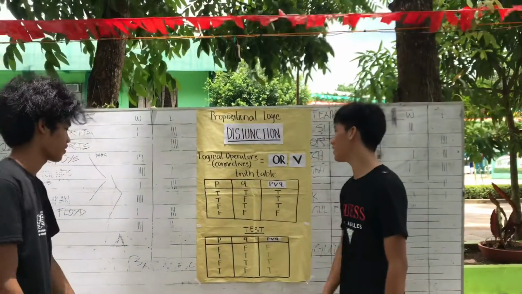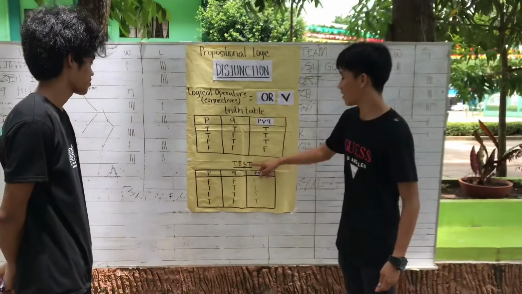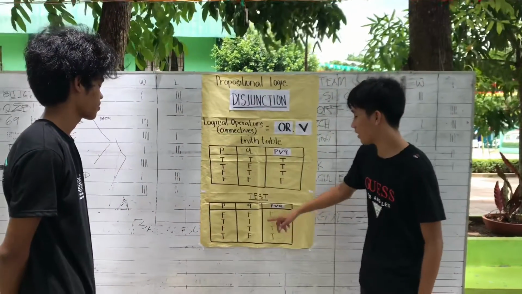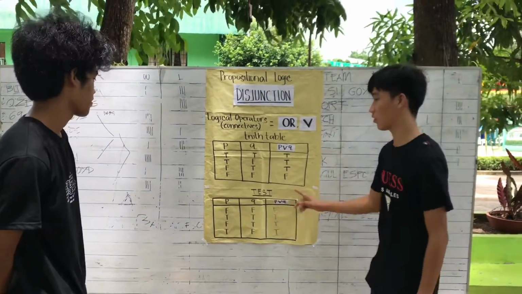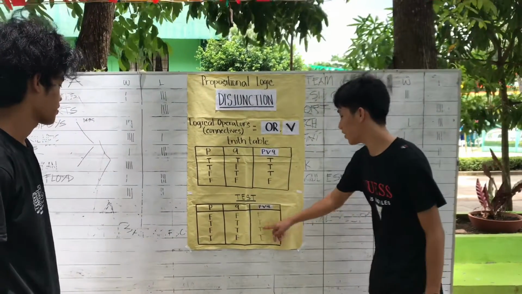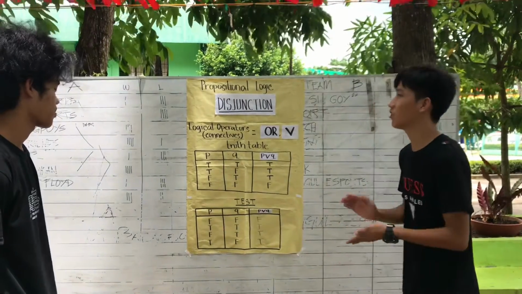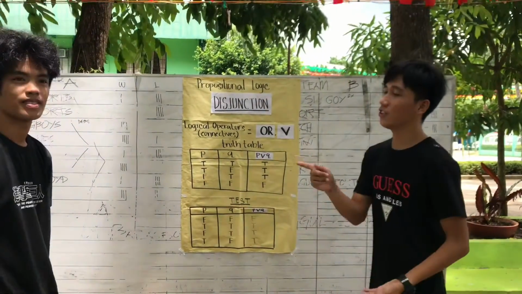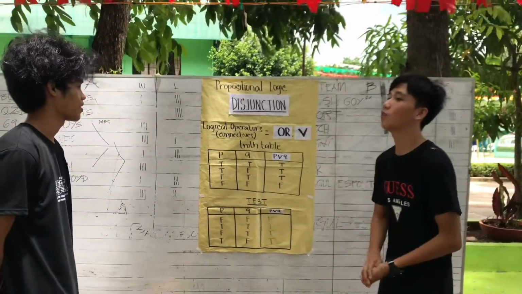You are a fast learner. So in the test, you answered the first as false, it is correct. Then the second is true, it is correct again. At the third and fourth, excellent. So now you know how disjunction works.